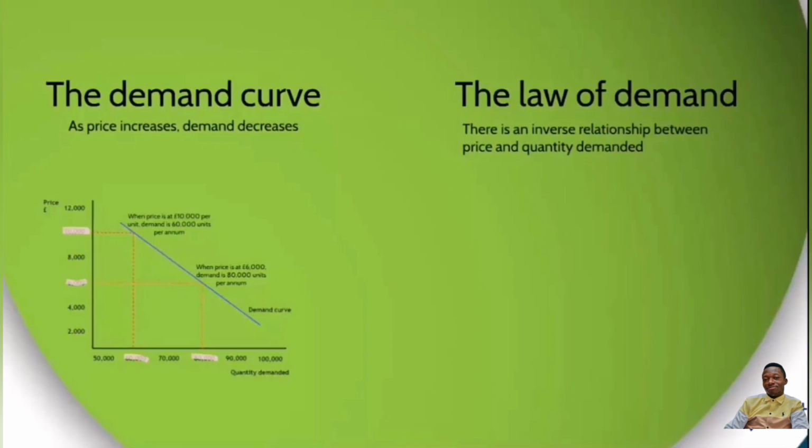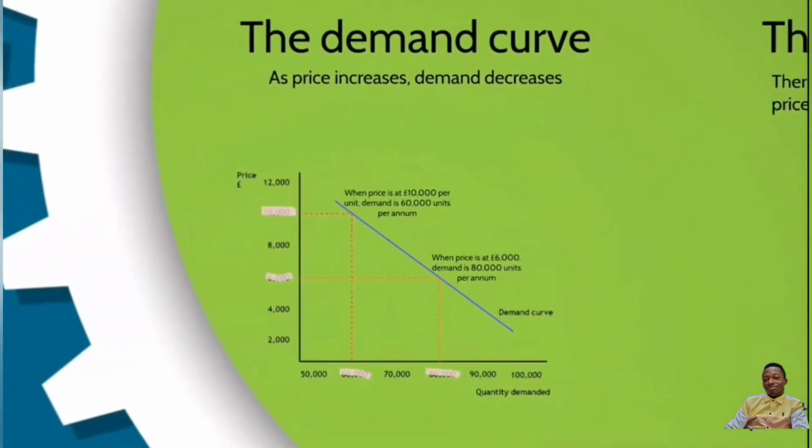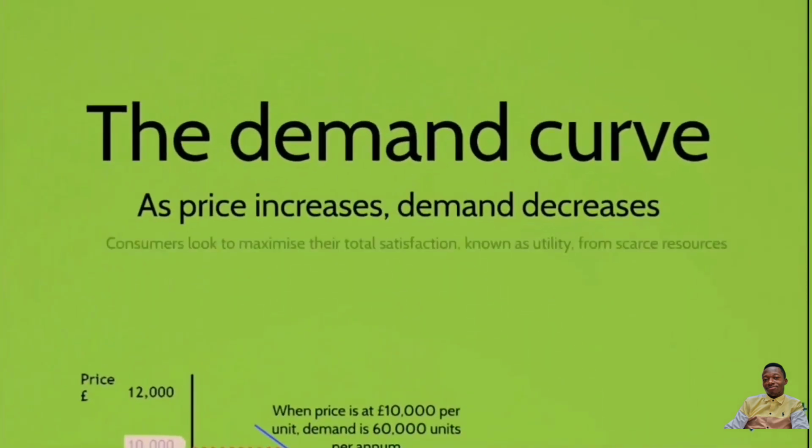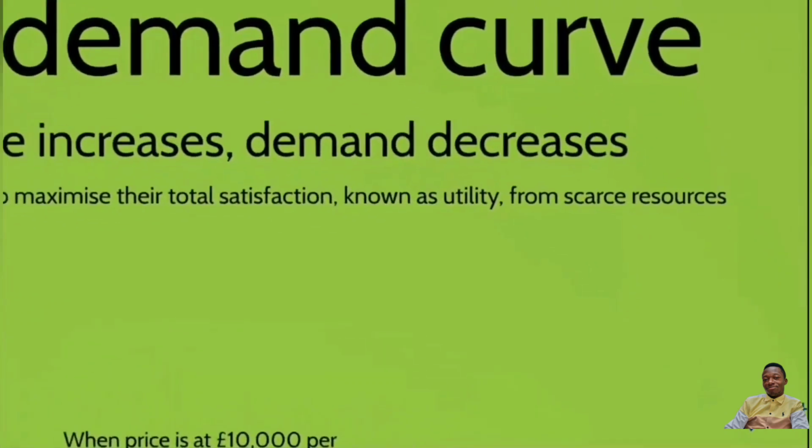So we've got a really good understanding of how an increase in price results in a decrease in demand. But why does this actually happen? Well, economists like to say that this is because consumers look to maximise their total satisfaction, known as utility, from scarce resources. Put simply, we just want to get as much joy out of spending our income as possible, our income being a scarce resource.